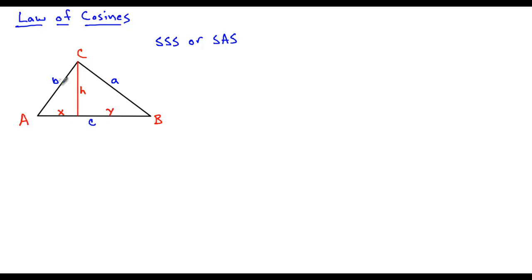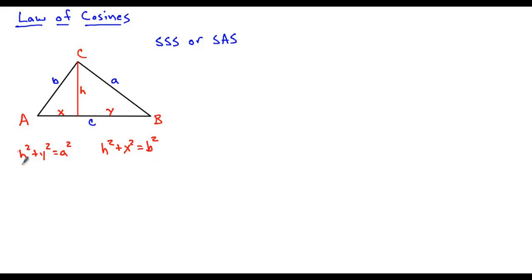But for now, if you just look at the big triangle right here, you should see that H squared plus Y squared equals A squared. So I'm going to write that down: H squared plus Y squared equals A squared. And with that same logic, if I look over at this little triangle here, I should see that H squared plus X squared equals B squared. So I'm going to write H squared plus X squared equals B squared.